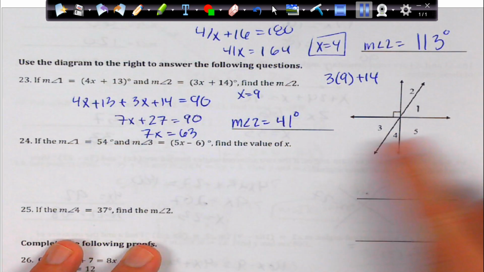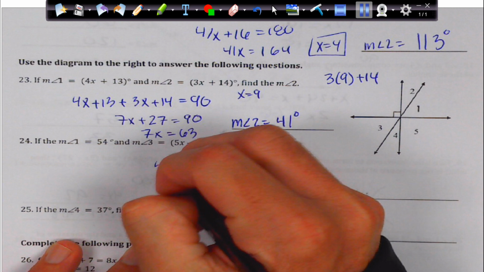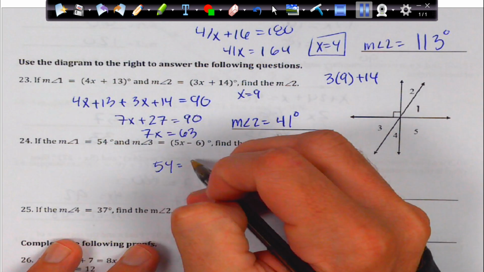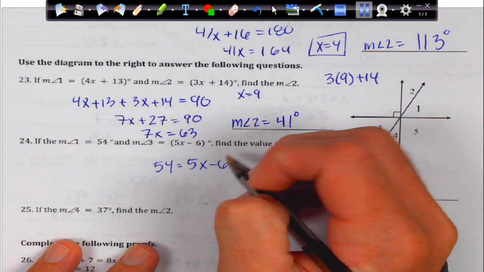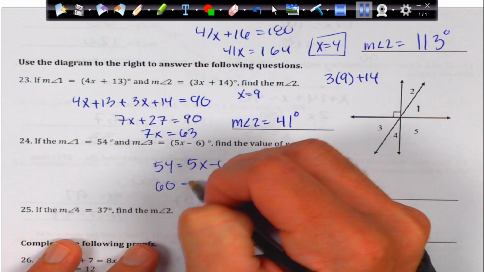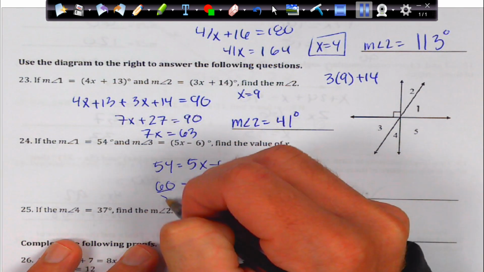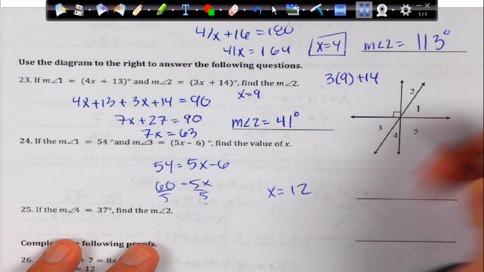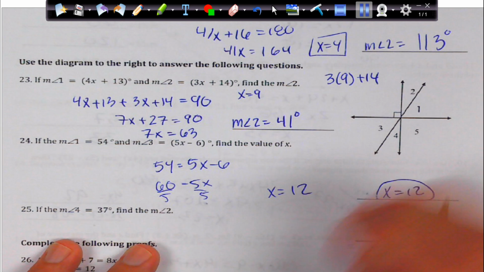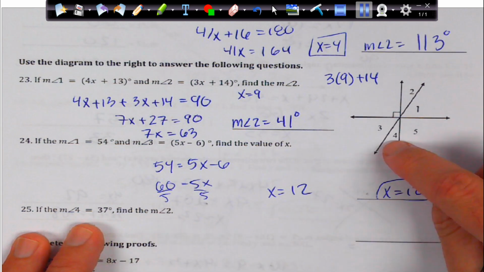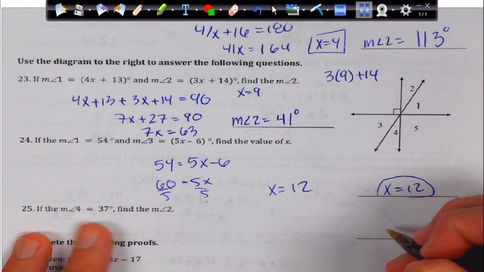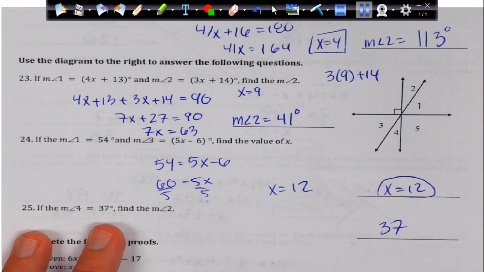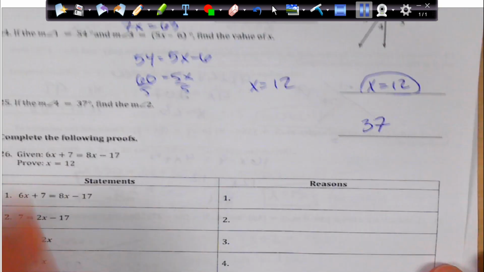1 and 3 are vertical, so we can set them equal to each other. 54 equals 5x minus 6. Add the 6 over, we get 60 equals 5x. Divide by 5, and x should equal 12. 4 and 2, they're equal to each other, so that's 37. That one's easy. All right, proof time.